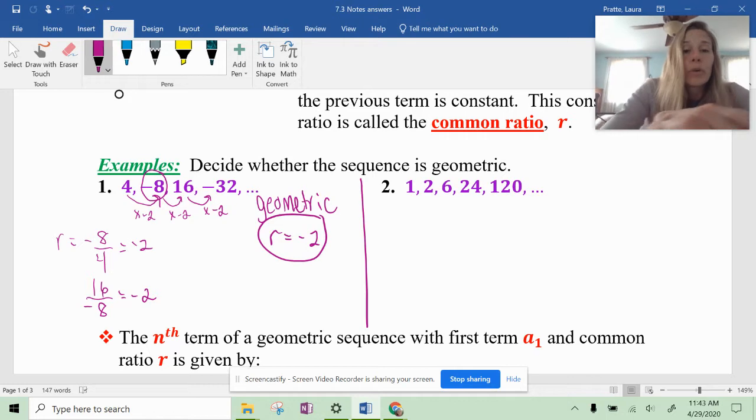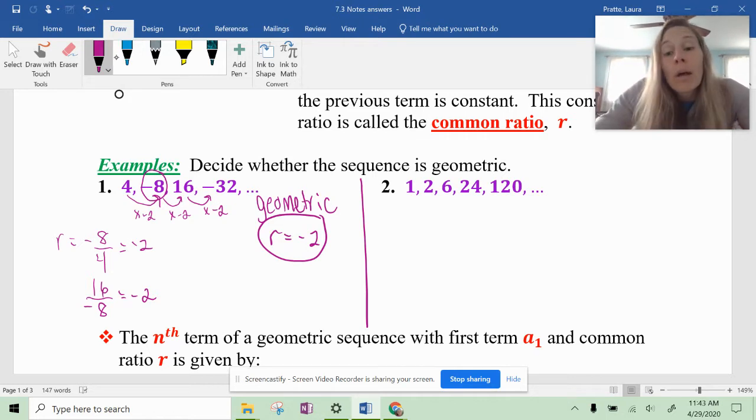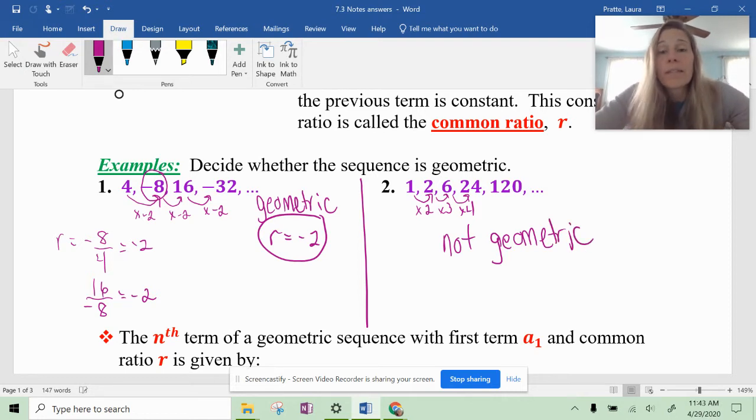So if we take a look at number 2: 1 times 2 is 2. 2 times 3 is 6. 6 times 4 is 24. So this time, even though the numbers are being multiplied to get to the next number in the sequence, it's not being multiplied by the same constant or common ratio. So this would not be geometric. And of course, if it's added or subtracted, then it's not geometric either.